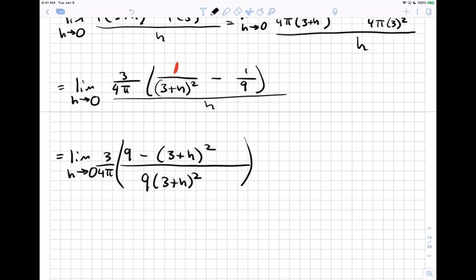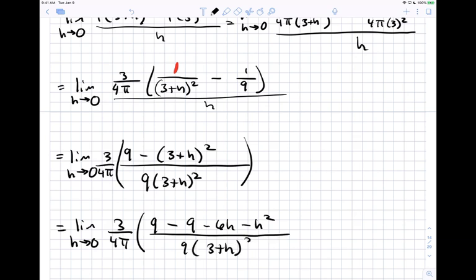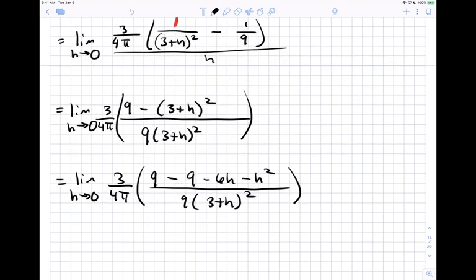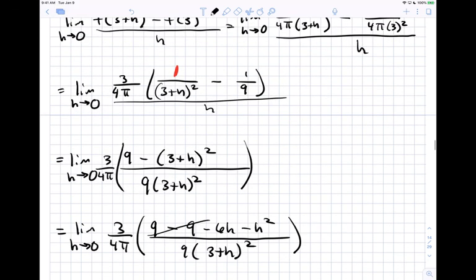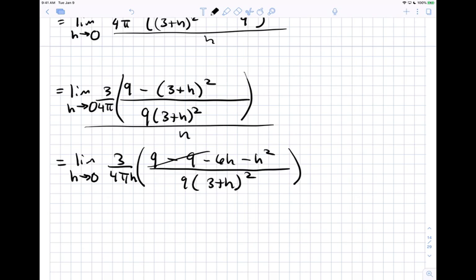Okay. So now if we expand this, we're going to have the limit as h goes to 0. We got this 3 over 4 pi. 9 minus, that's going to be 9, 6h, so minus 6h minus h squared over 9 times 3 plus h squared. Okay. So now these guys are gone. We can factor out a negative h, and I'm still missing an h. So there's really, let's say divided by h like that, and now I'm just going to put my h there. So now we can factor out the negative h. We're going to have the limit as h tends to 0. We're going to have 3 over 4 pi h. We're going to factor out a negative h from those two.